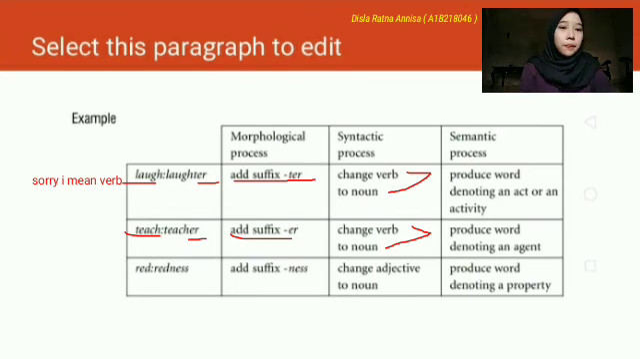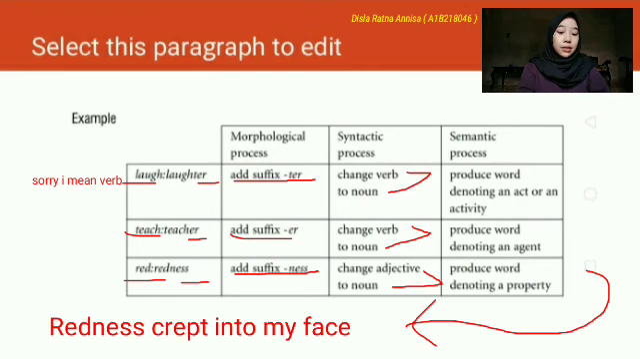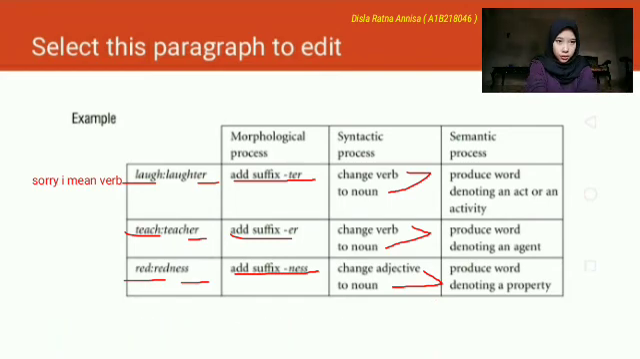And the last example is rat plus nest. Nest is a morphological process, and then rat is an adjective plus nest becomes a noun. So it's called morphological process. And then the semantic process is Ratna crept into my face, like that. So that's all my explanation about derivation, and it will be delivered more clearly by my partner.